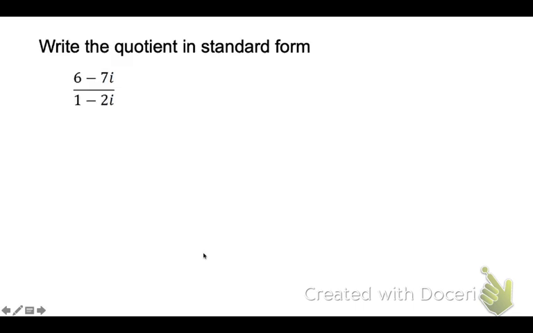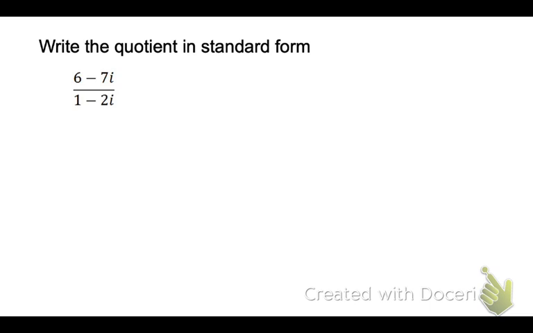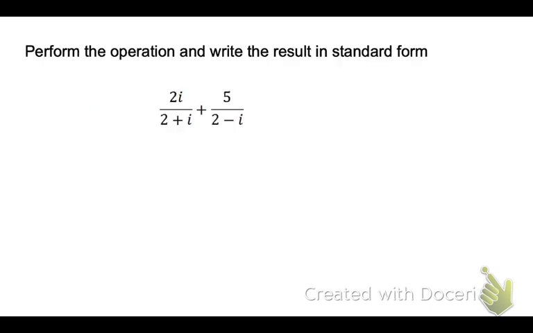Okay, so I have 6 minus 7i over 1 minus 2i. It says write the quotient in standard form. Oh, shoot. Can I go back here, please? Okay, we had negative... I don't like how when I go back and forth, I lose what I had written. Sorry.